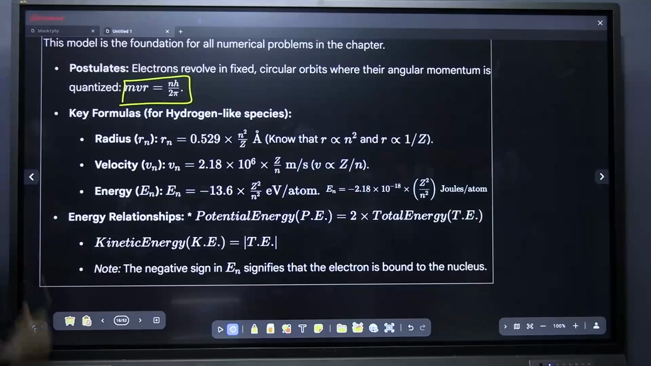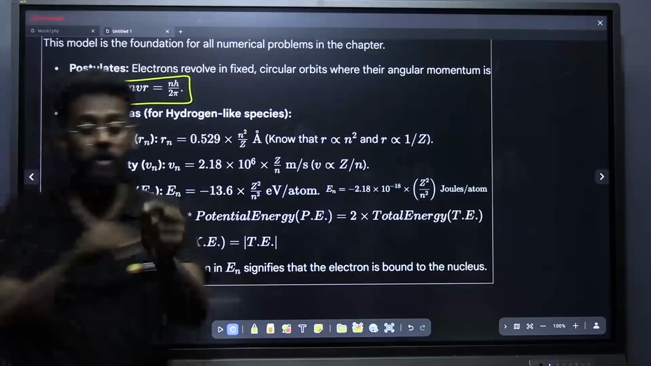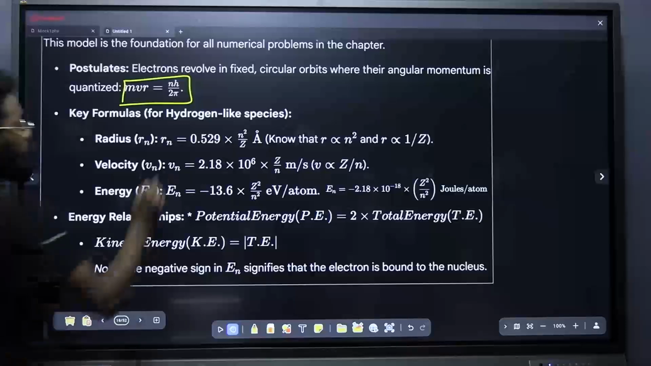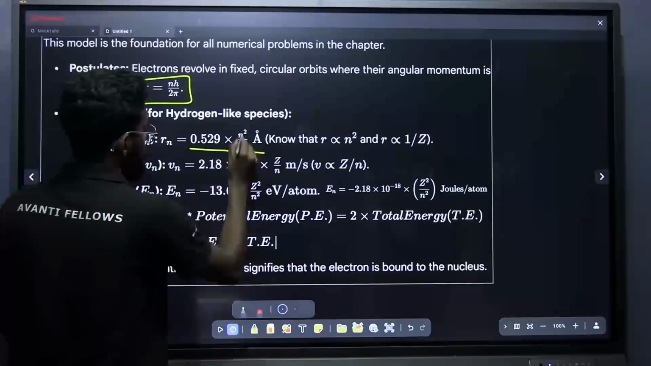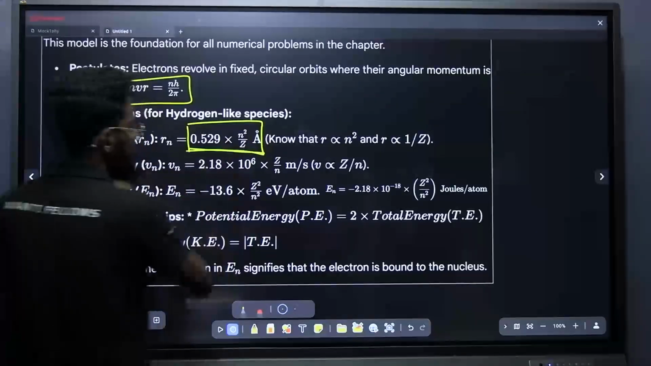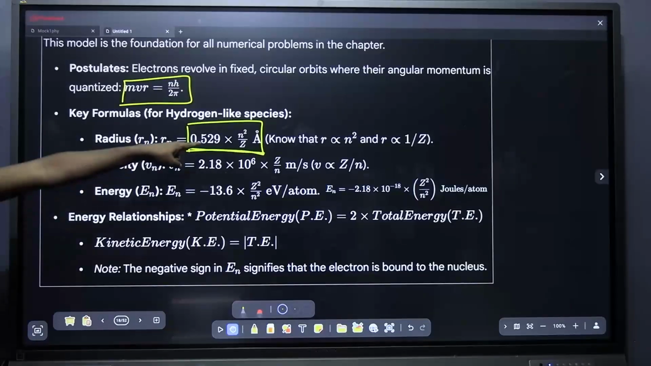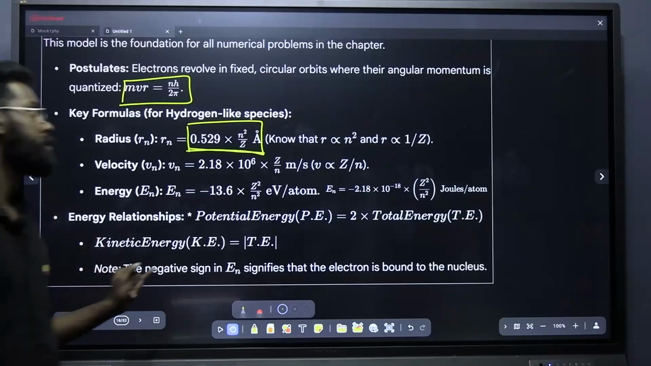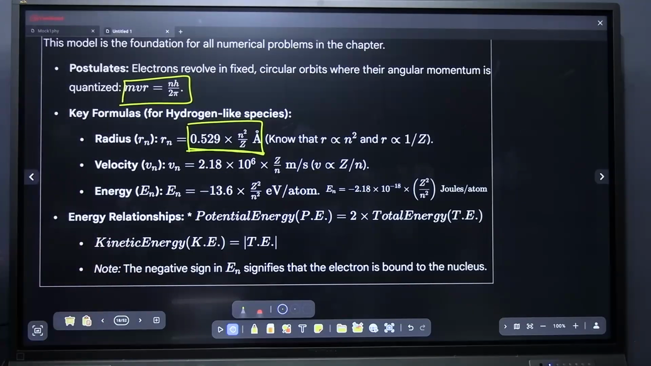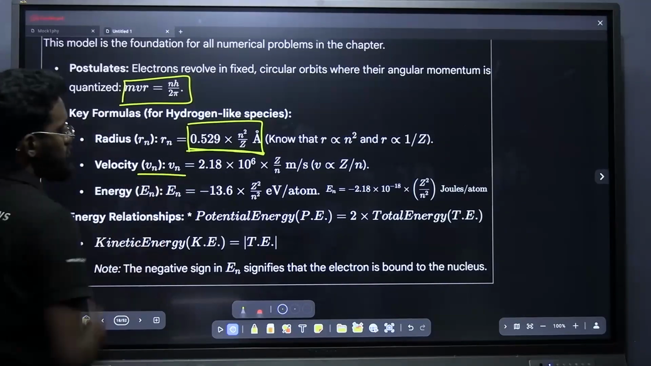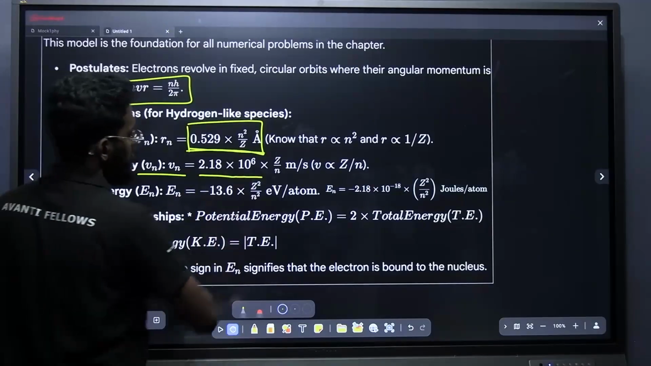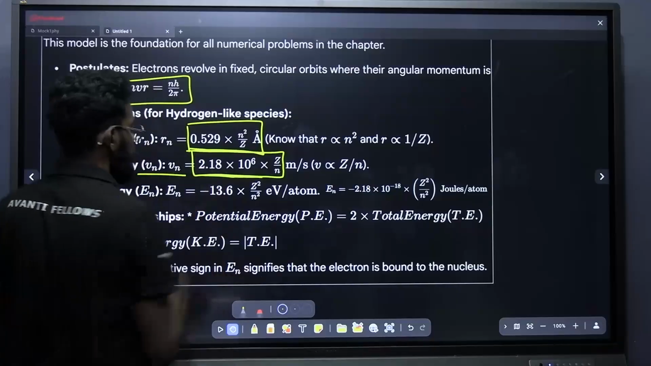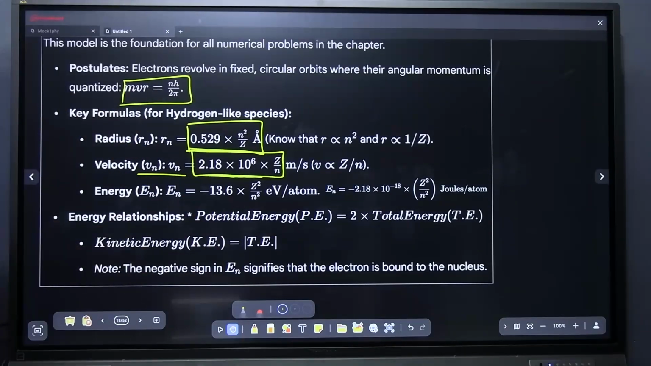Now the point that you have to note down is how we can calculate the radius of the orbit in which the electron is revolving. That is equal to 0.529 into n square by Z in terms of angstrom. In terms of picometer, it will be 52.9 into n square by Z. Now velocity is 2.18 into 10 to the power 6 into Z by n. Another important one. If they have asked velocity, this is how you have to find it.